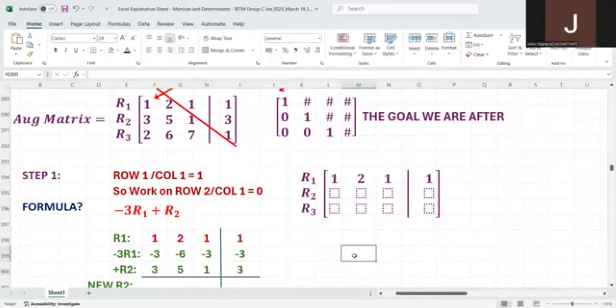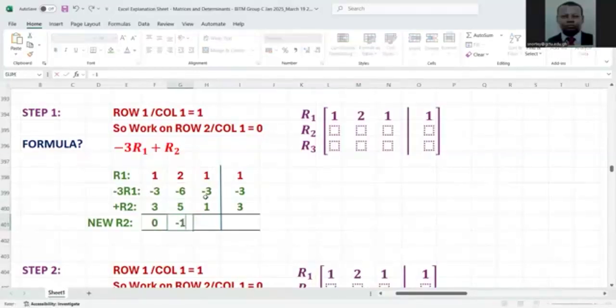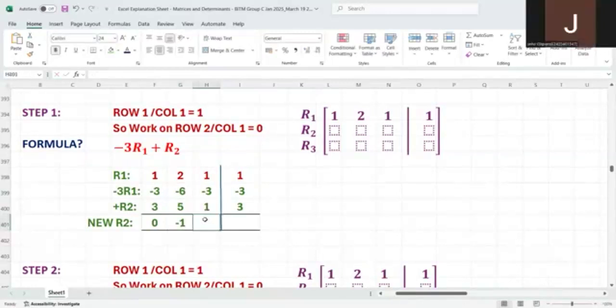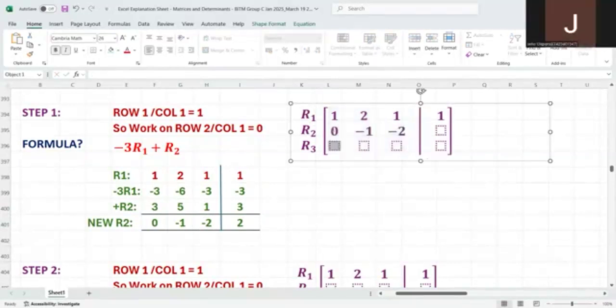Now if I add these values, I'm going to get -3 plus 3. This will go to 0. -6 plus 5, that will give you -1. And then -3 plus 1, that will give you -2. Now, -3 plus 3, that will give me 0. Okay, so my new row for R2 is going to be 0, followed by -1, followed by -2, and then followed by the value 2 here.